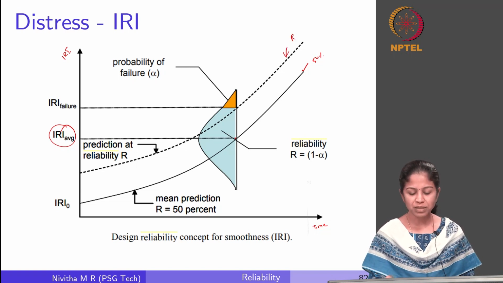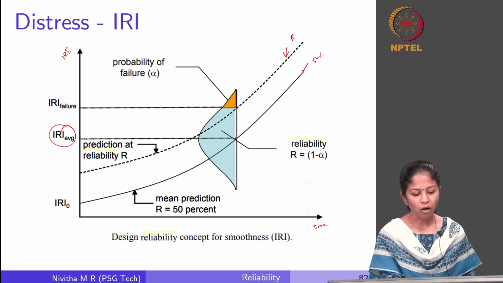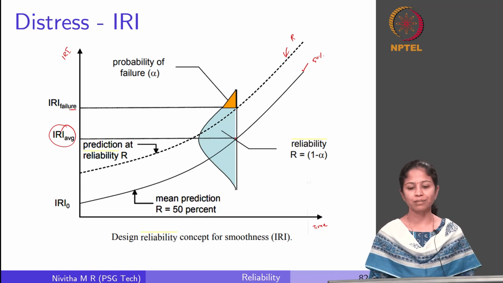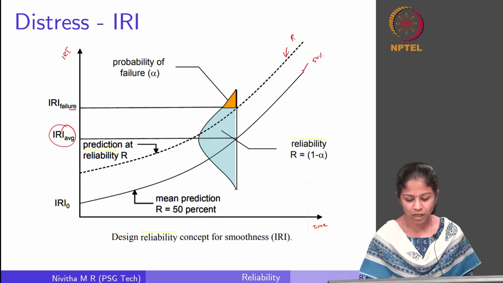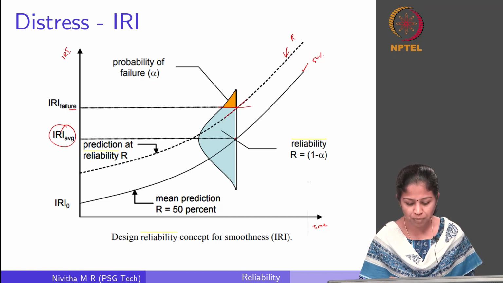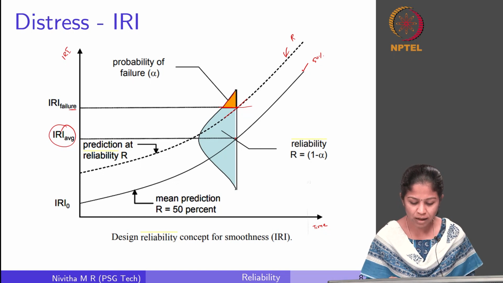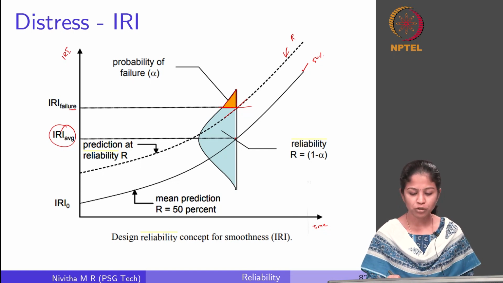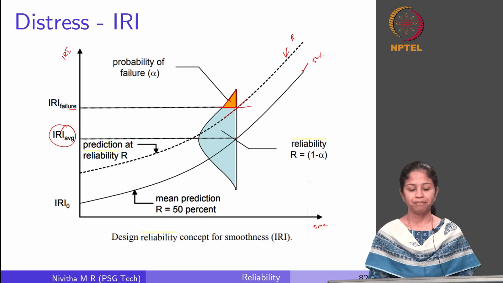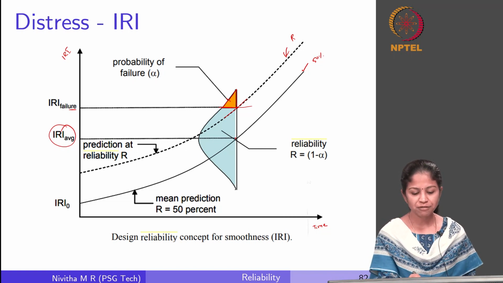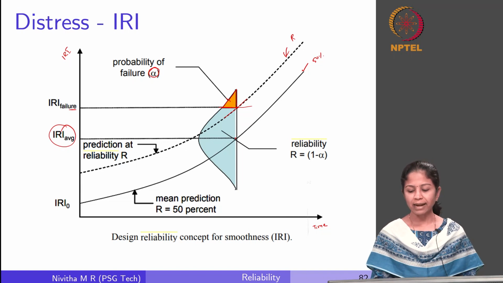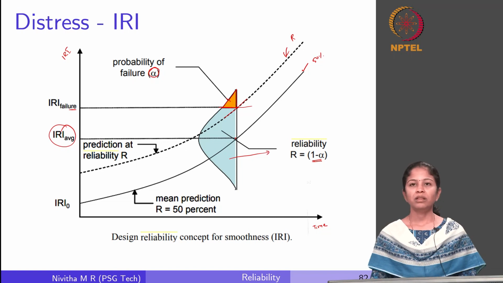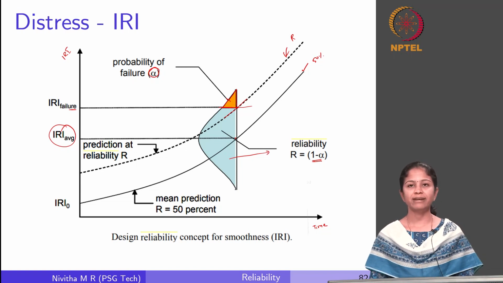So, now if I observe this performance curve, this is the point at which we have defined failure in terms of IRI, right. So, this particular curve meets this, see this is my failure IRI. So, my performance curve meets this at this point. So, whatever is the area to the right of this portion is my probability of failure, okay. So, this is defined as probability of failure alpha and reliability is 1 minus alpha, which is this particular portion. So, this is how the probability of failure and the associated reliability is calculated.